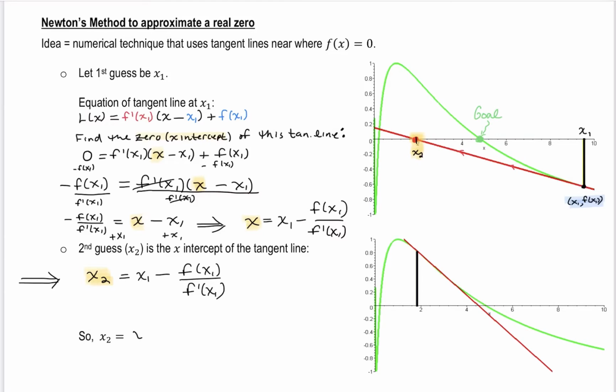Okay, so here's where we're at. I'm just restating this again, but this is the algorithm. So now when you want to get to the next guess, it's going to be the previous guess minus f of that previous guess divided by f prime of that previous guess.